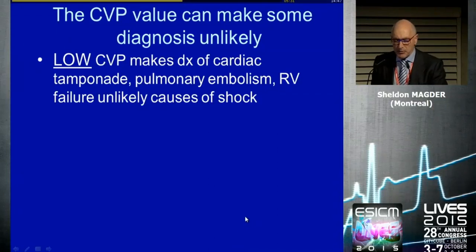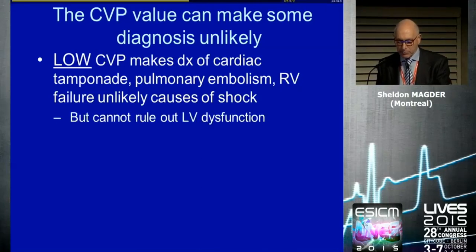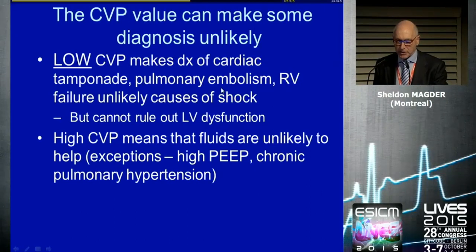So CVP values can make some diagnoses very unlikely. If you were to come to me and say, I think this patient has tamponade, pulmonary embolism, RV failure, and you told me the CVP was 0, yeah, okay, it's possible. Maybe they bled and you had some other things going on, or maybe there's another left heart problem, but by and large, those are unlikely diagnoses. You can't rule out left ventricular dysfunction, but those other explanations are not going to be good.